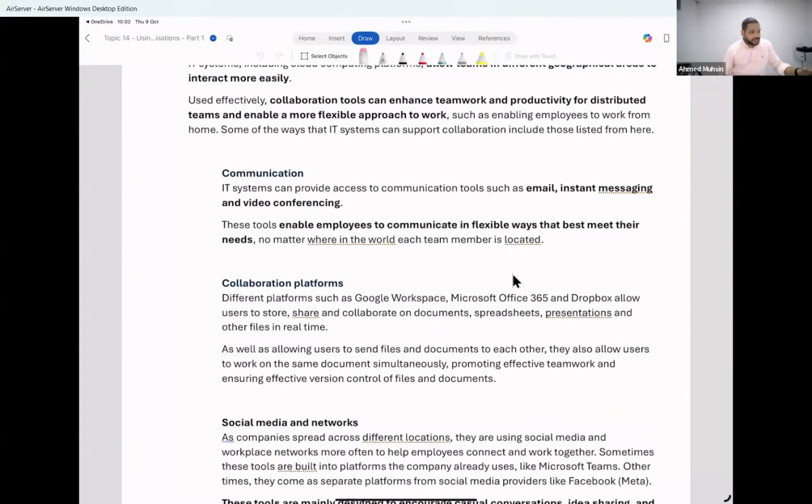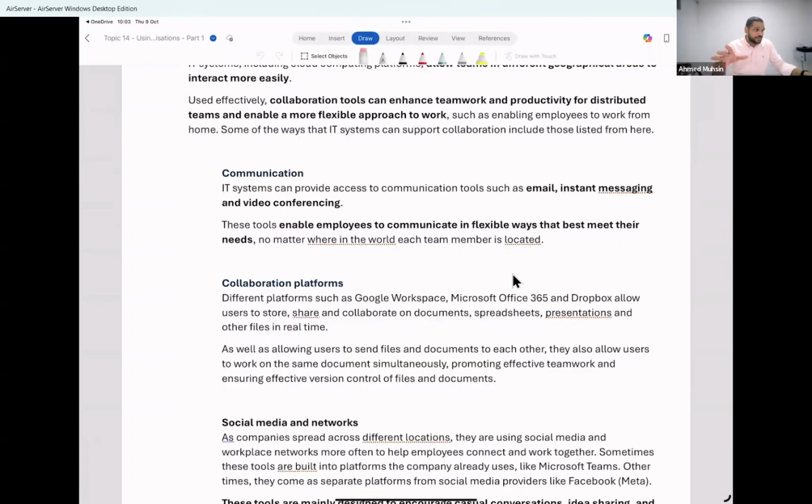There are platforms that exist solely for the purpose of collaborating, solely for the purpose of people working and communicating together. Read that. Google Workspace, Office 365, Dropbox allow users to store, share, and collaborate on documents, spreadsheets, applications over the internet in real time, as well as allowing users to send files and documents to each other. That's a very old feature. They also allow the users to work on the same document at the same time, simultaneously. Multiple users can work upon the same document at the same time.